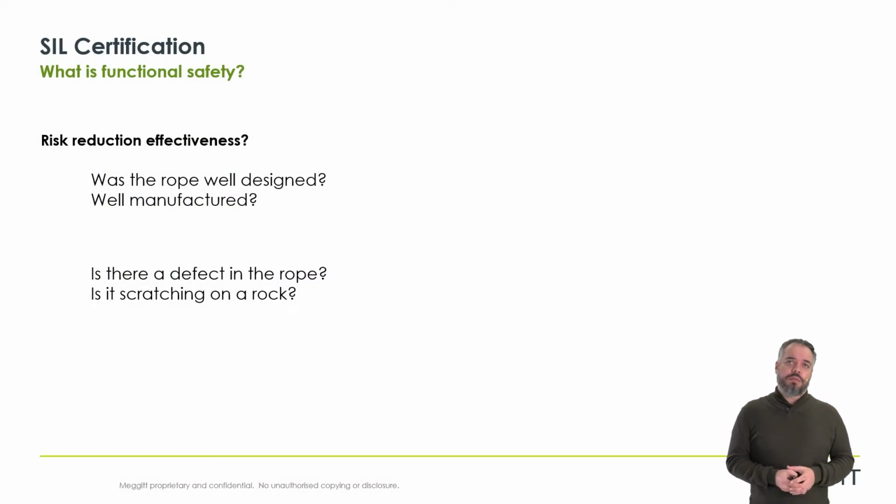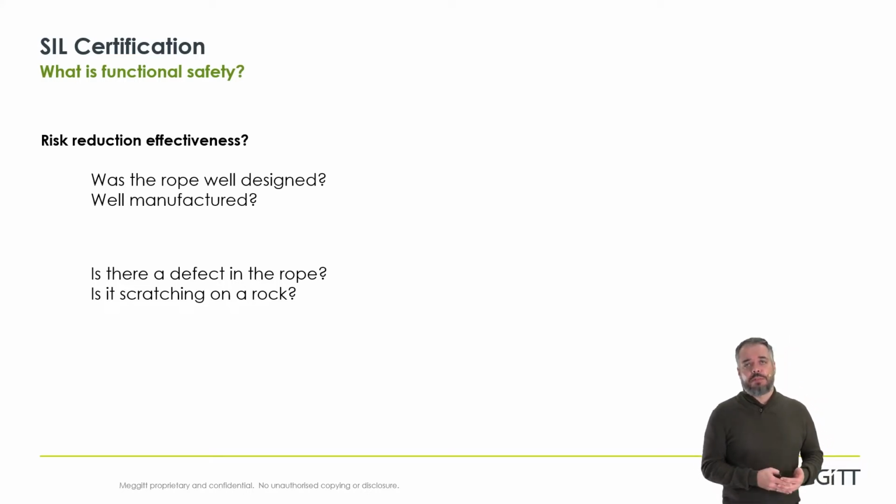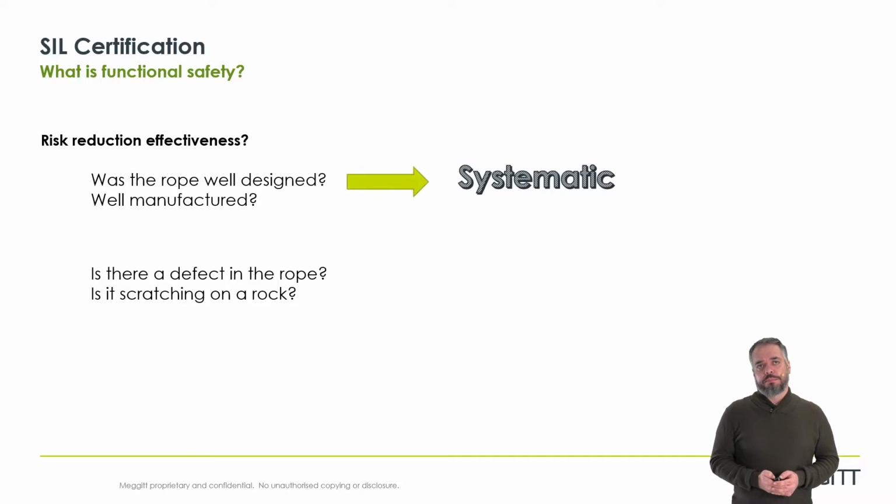Okay, so now that we know how to find out what SIL level we need, let's see how we can evaluate risk reduction effectiveness, that is to say, the SIL level my safety instrumented system can give me. For that, let's remind the type of faults we have identified in our example. These failures can be classified into two distinct groups.